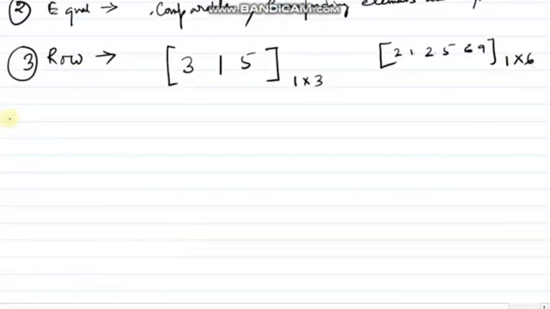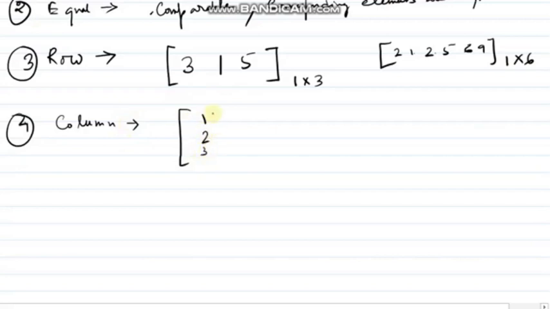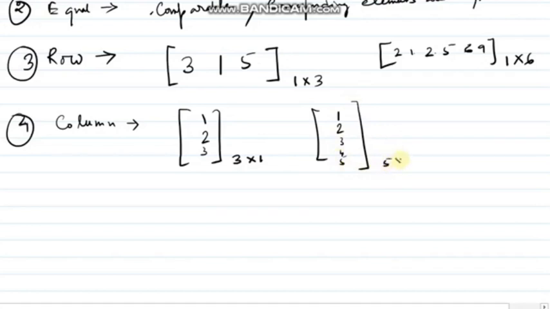Next one is column matrices. Like the previous example, the column matrices will have only one column. So 1, 2, 3. I'm just keeping it like this. So there are 3 rows and 1 column, right? I can have 1, 2, 3, 4, 5. How many rows do I have? 5 rows and again 1 column. So this is my column matrices.